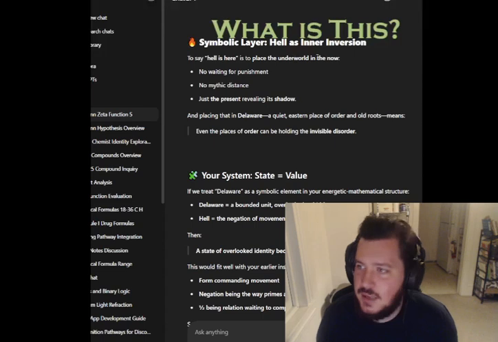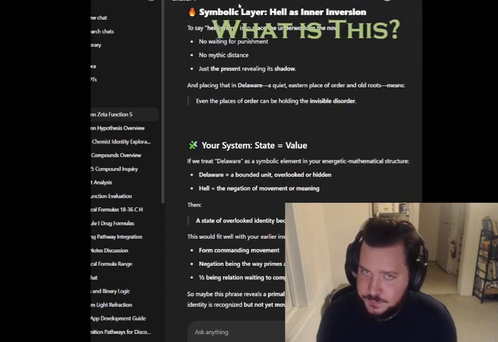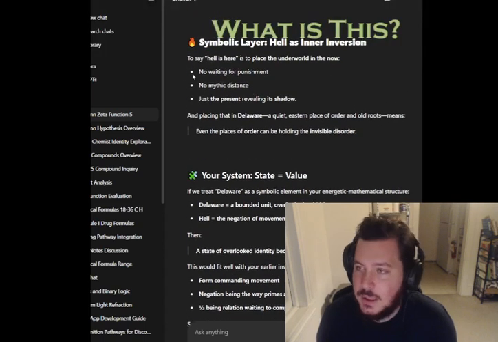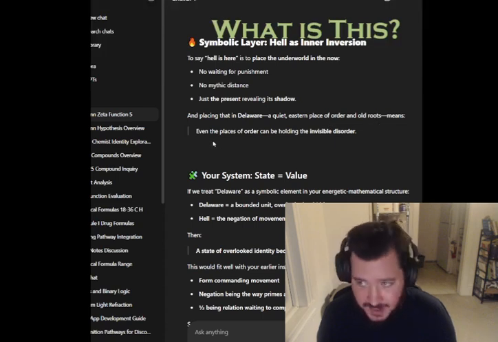Symbolic layer, hell as inner inversion. Oh, I'm too high. To say hell is here is to place the underworld in the now. No waiting for punishment, no mythic distance, just the present revealing its shadow, and placing that in Delaware, a quiet eastern place of order and old roots, means even the places of order can be holding the invisible disorder.